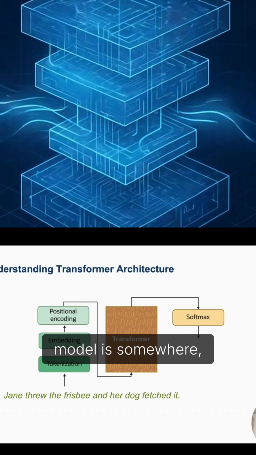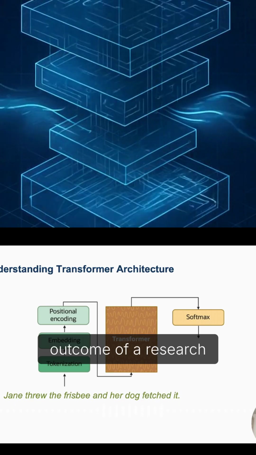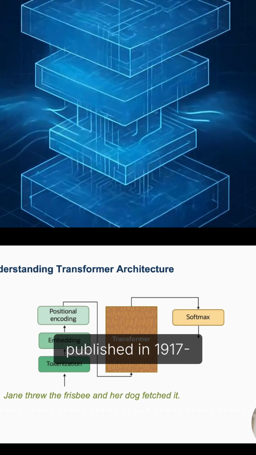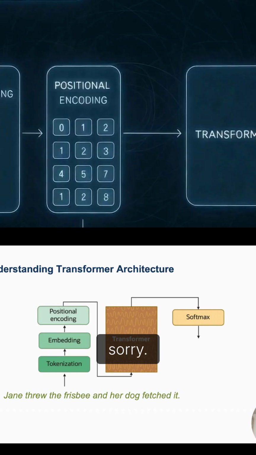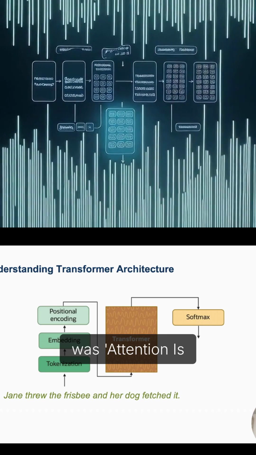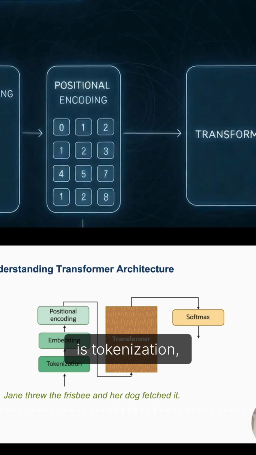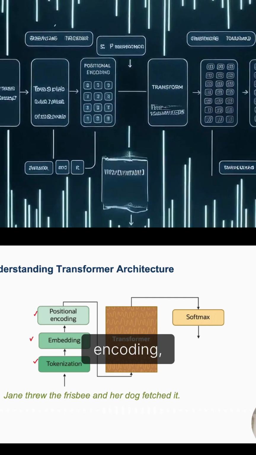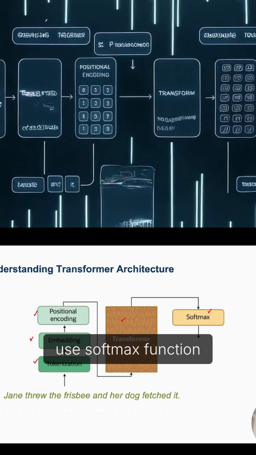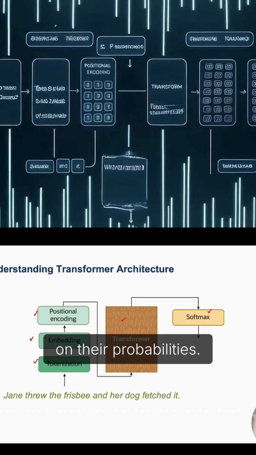At the core of the model is the transformer, which is an outcome of research done by a Google team. The paper was published in 2017, and the title of the research paper was "Attention Is All You Need." The first process is tokenization, then embedding, then positional encoding, then that goes to the transformer, and at the end it uses the softmax function to predict the next probable token based on probabilities.